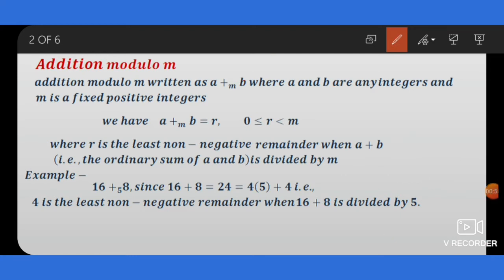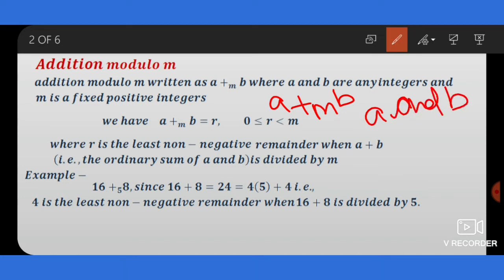Thus, to find a plus modulo m b, we add a and b in the ordinary way, and then from the sum we remove integral multiples of m in such a way that the remainder r is either 0 or a positive integer less than m.